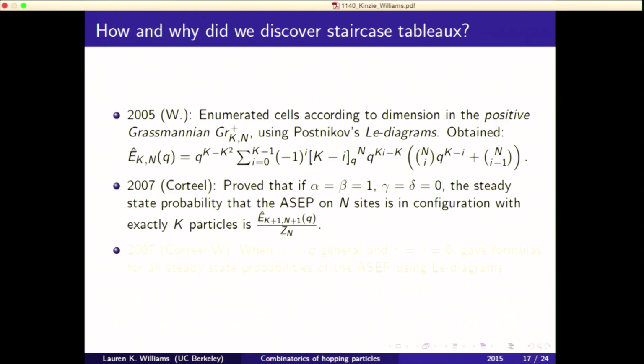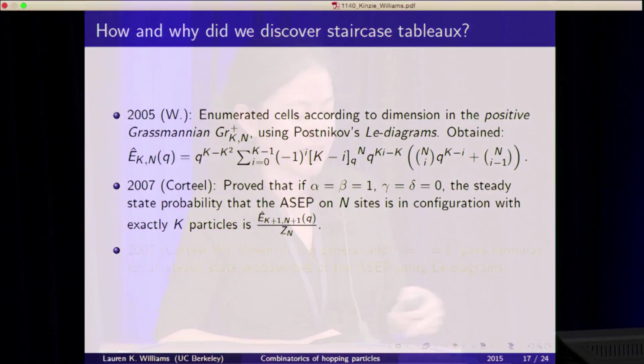But two years later, Corteel proved an interpretation of that Grassmannian polynomial in terms of the ASEP. So she interpreted this polynomial as giving the steady state probability that the ASEP on n sites is in a configuration with exactly k particles. Right, there was no connection whatsoever between the positive Grassmannian and the ASEP, and it's still kind of a mystery as to why.